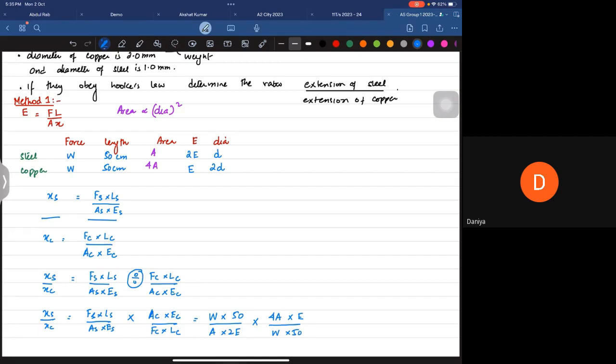Now it is very easy for you to cancel these things together. So let's check. W gets cancelled with W, 50 gets cancelled with 50, E gets cancelled by E, A gets cancelled by A. What are you left with? You're left with 4 divided by 2. So the answer will be 2.